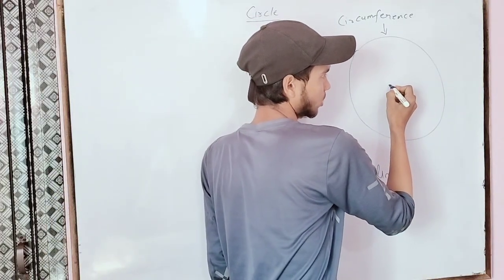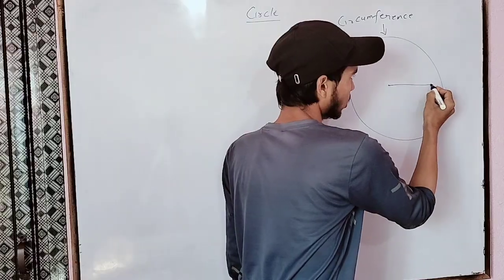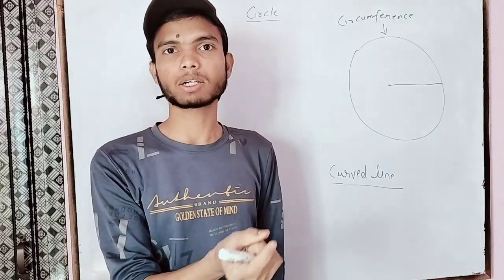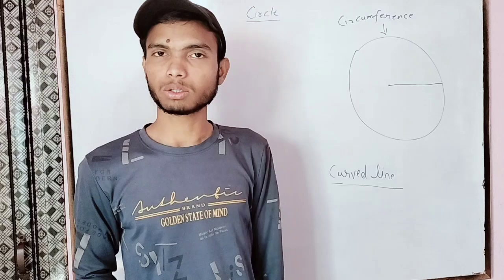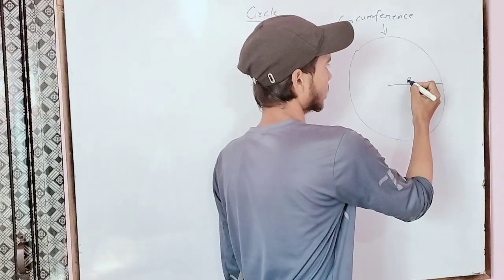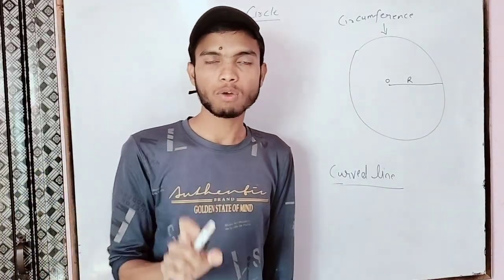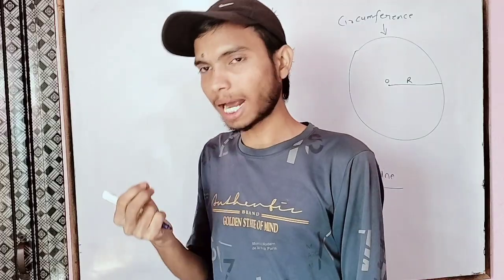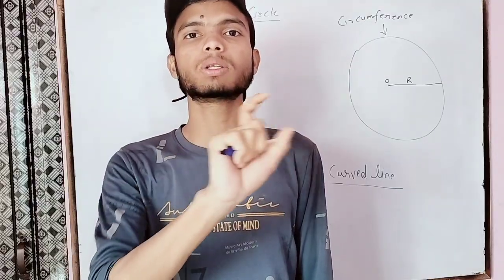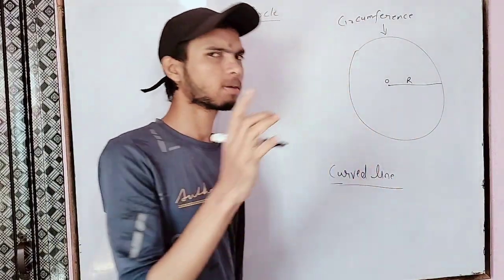Now, from here, we draw a line segment from the center to the circumference. A line segment starting from the center to the circumference will be considered the radius. So the definition of a radius of the circle: a line segment that starts from the center of the circle and goes to the circumference of the circle is a radius. Clear?